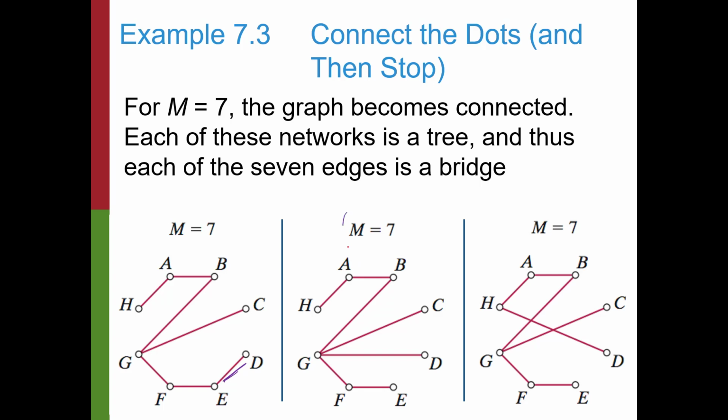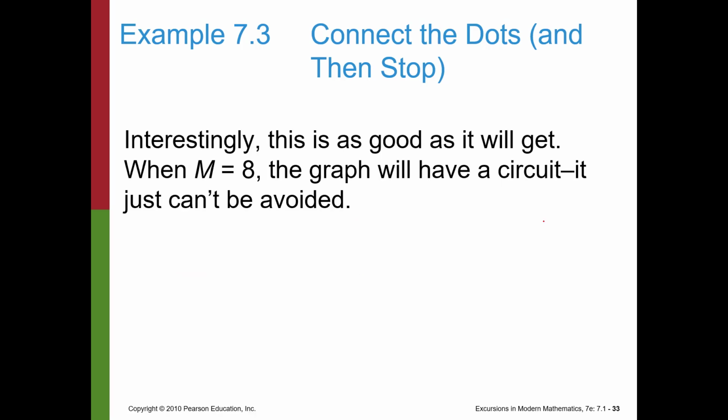This picture here is somebody else's attempt, and they needed 7 edges as well. This picture here, same thing, and they still needed 7 edges to get this thing connected. Interestingly, this is as good as it will get. When m equals 8, the graph will have a circuit. It just can't be avoided, right? That's not entirely obvious, but once you have 8 vertices and 8 edges, you're going to have a circuit.